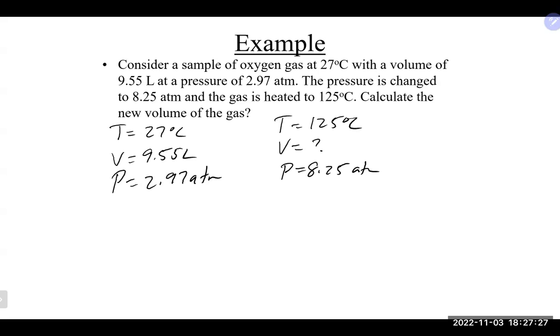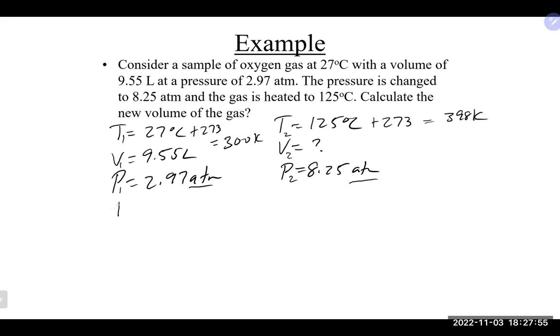So again, you can see the combined gas law here, with our pressure, our temperature, and our volume. In terms of pressure, we're good because the units are the same on both sides. But like normal, we need to add 273 to each of these temperatures to convert them into Kelvin. That should give me 300 Kelvin. I believe that should give me 398 Kelvin.